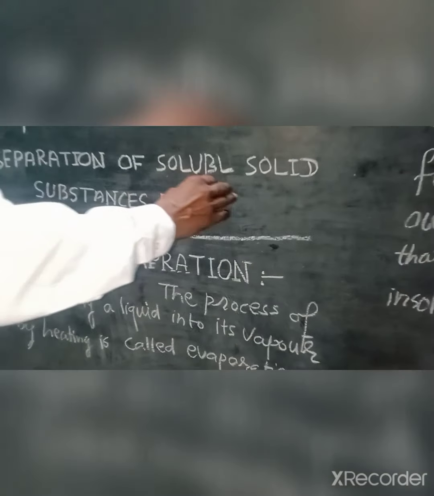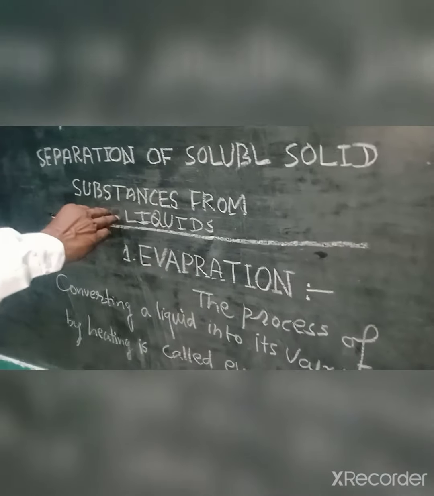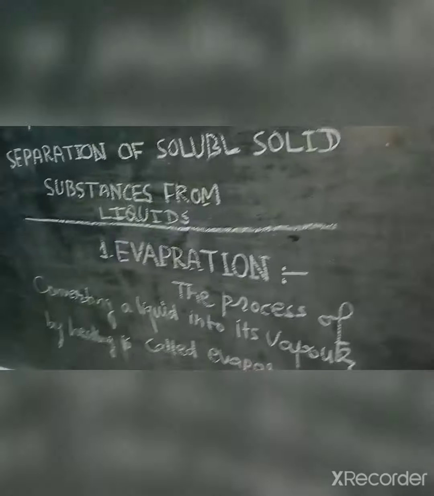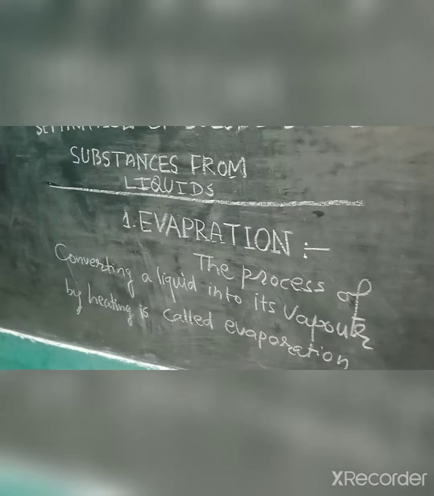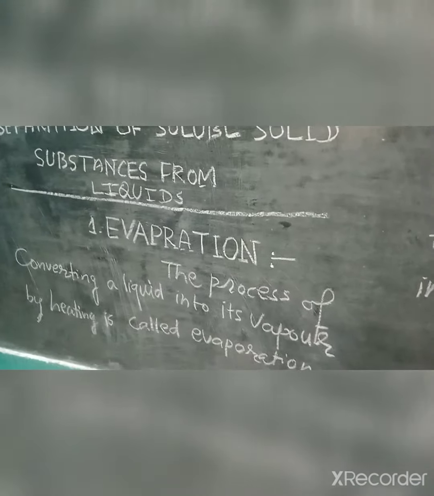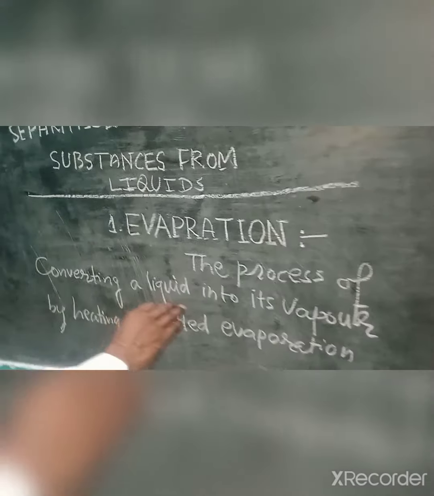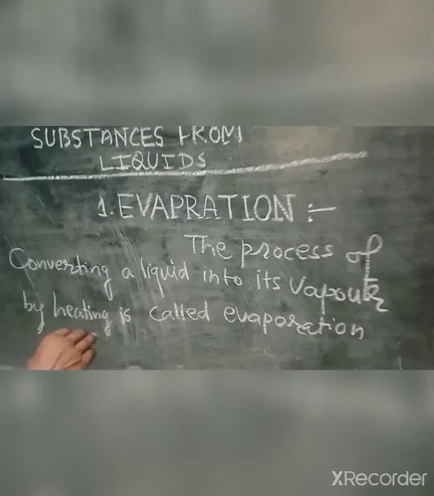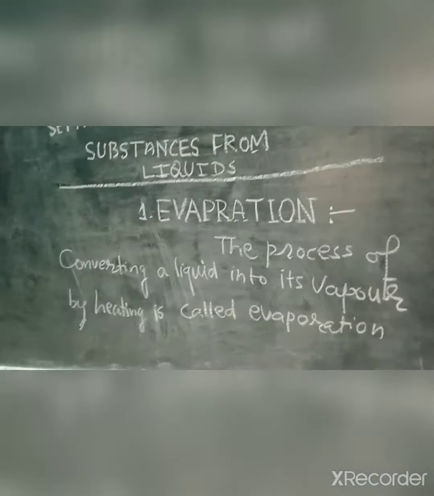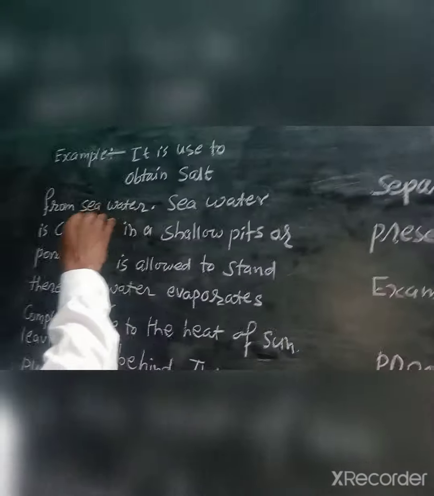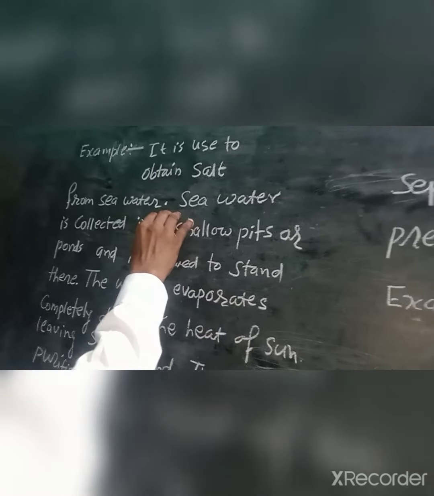Separation of soluble solid substances from liquids: some solids are soluble in the liquid. The process of converting the liquid into its vapor by heating is called evaporation. For example, it is used to obtain salt from seawater.